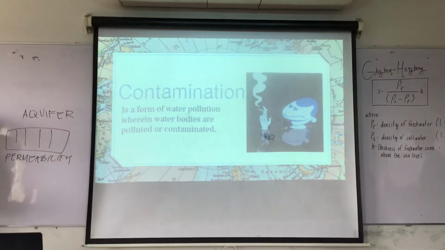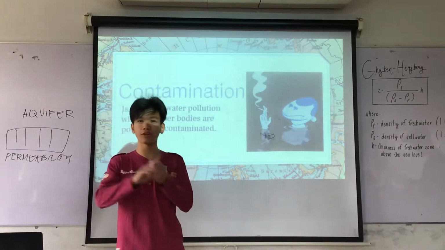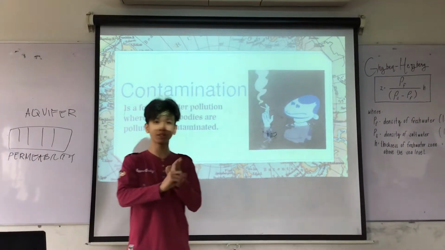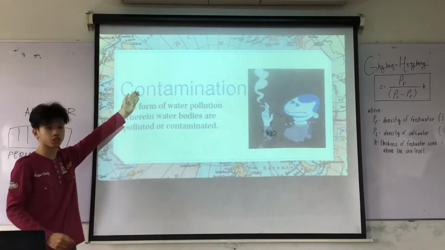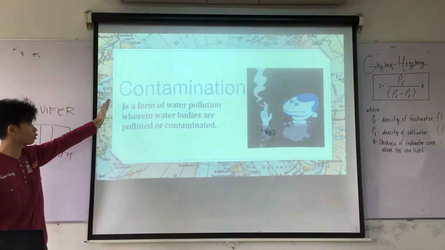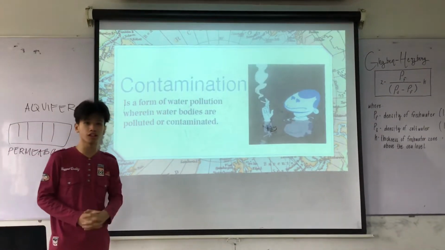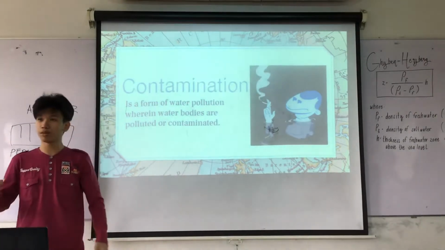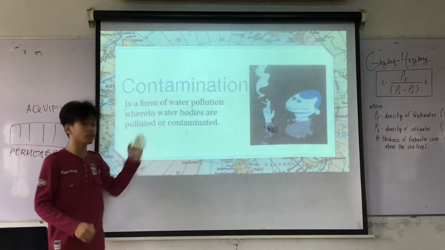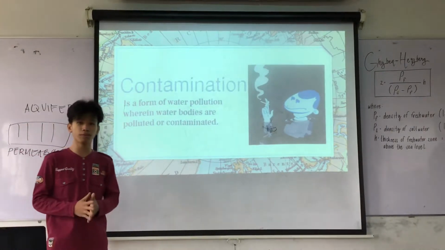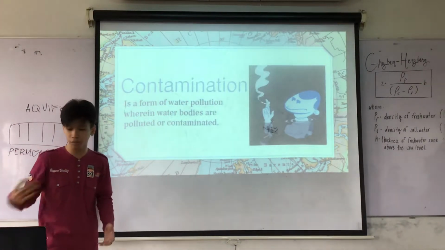Contamination. All right, I'm back. So far we have discussed over-extraction, subsidence, and saltwater intrusion. Now we go to contamination. Contamination is a form of water pollution wherein bodies of water are polluted or contaminated. The main cause is humans polluting our water resources. The bodies of water are considered as lakes, oceans, seas, and many more.